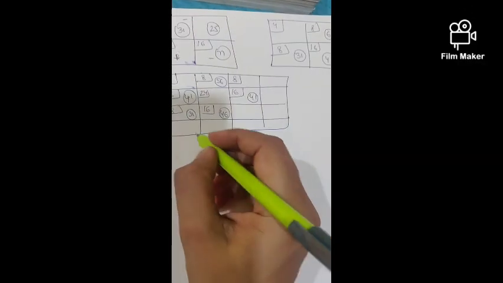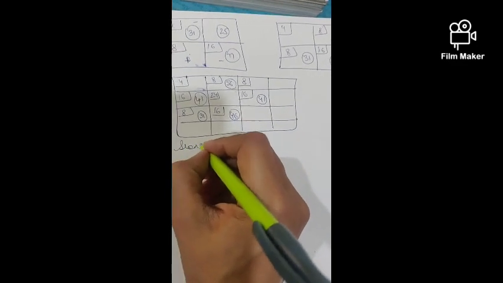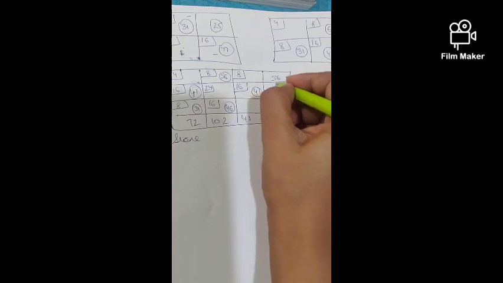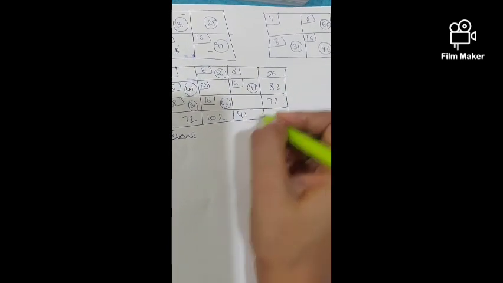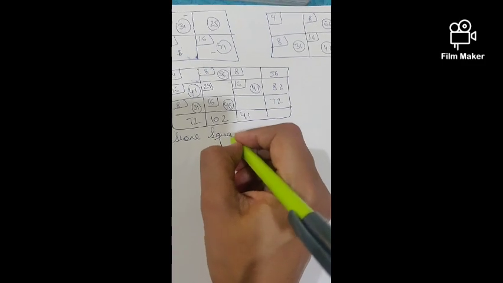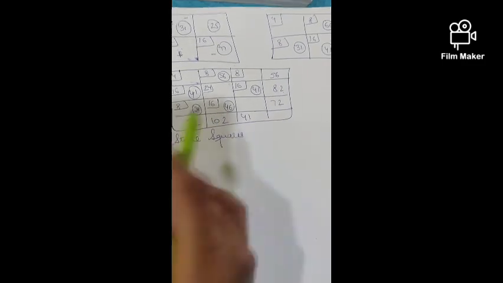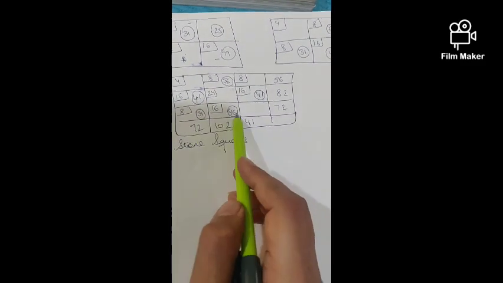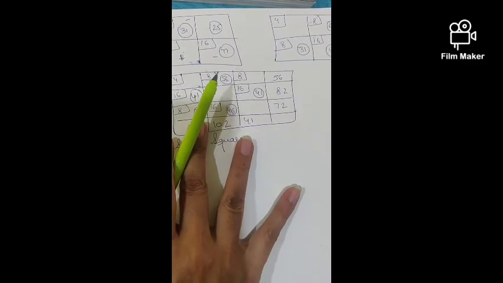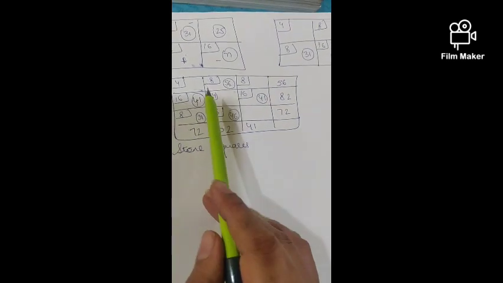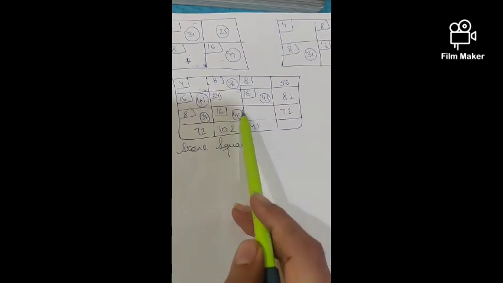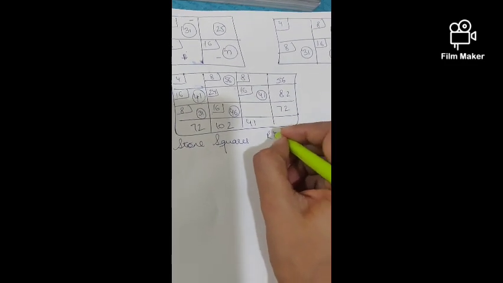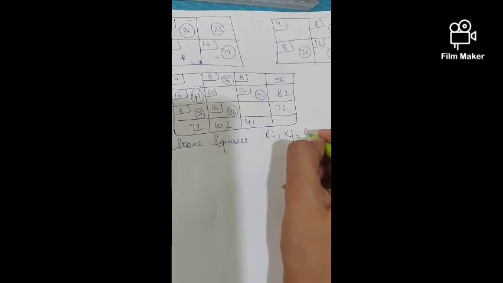Now we'll again calculate the values for the stone squares we have. Let me write down these values first. Now, stone squares. You will always notice that even if we are making any kind of improvement index, the number of allocations will never change. Your question will never convert into degeneracy. Degeneracy is the situation when your number of stone squares are either less or more than the rim requirement. Now for stone squares we have Ri plus Kj is equals to Cij.